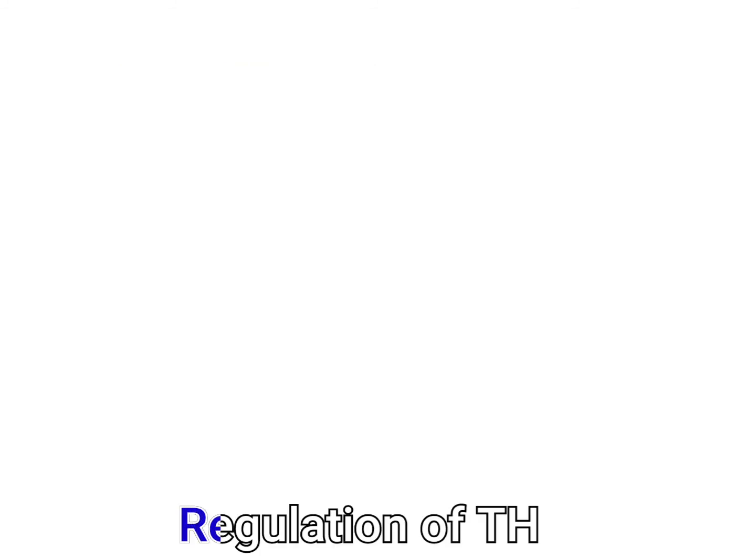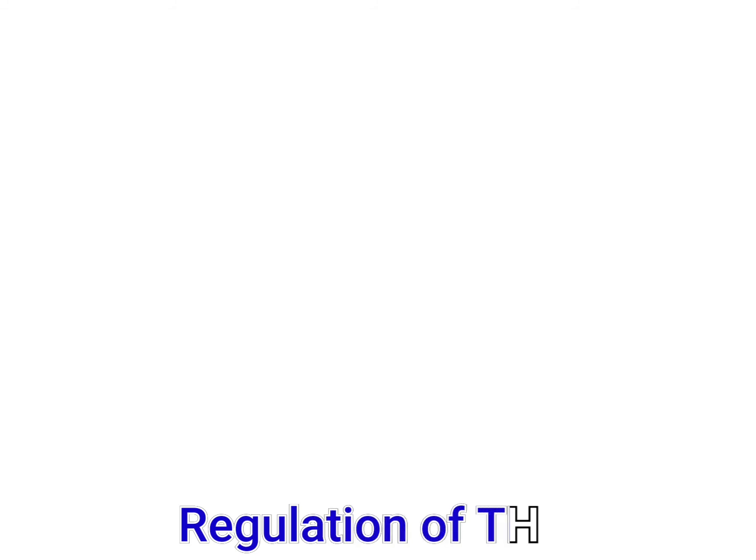Regulation of thyroid gland. When body is exposed to the external environment like cold, etc., hypothalamus stimulates pituitary gland by secreting thyrotropin-releasing hormone, that is TRH. Pituitary gland secretes thyroid-stimulating hormone, that is TSH, to activate thyroid gland. Anterior pituitary, that is adenohypophysis, releases TSH by negative feedback mechanism.